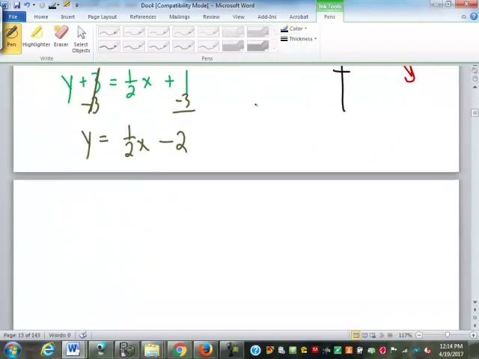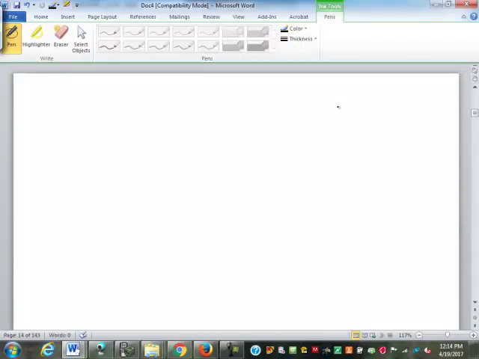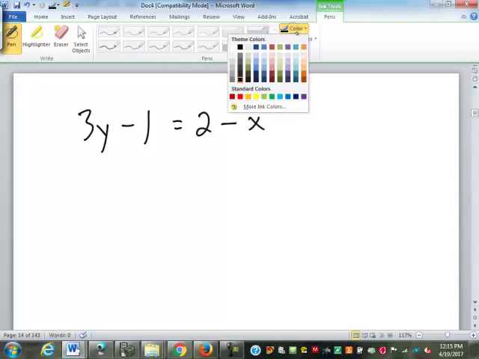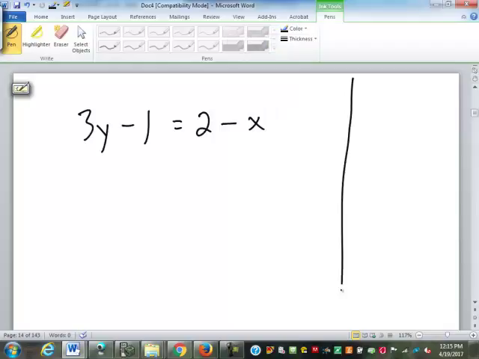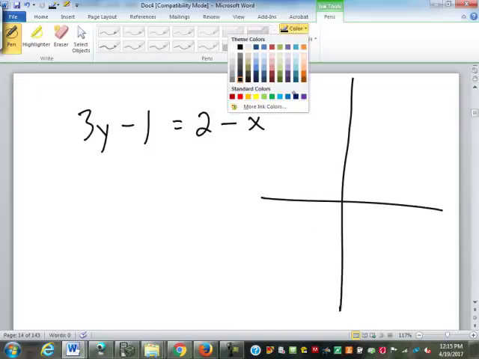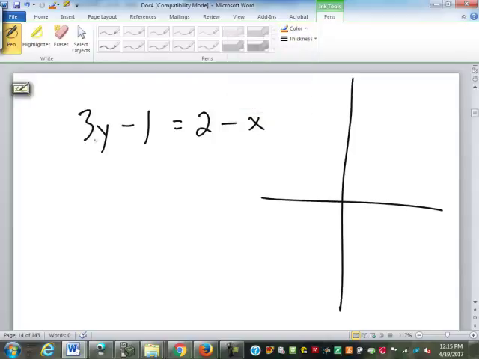And of course, they can get more difficult yet. We can have 3y minus 1 equals, let's see here, 2 minus x. And we have to solve that for y. Y has been multiplied by 3, and then 1 has been subtracted from it. So we have to reverse that. We're going to add 1.